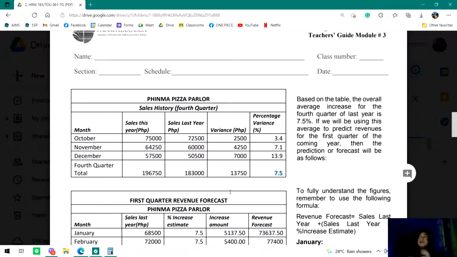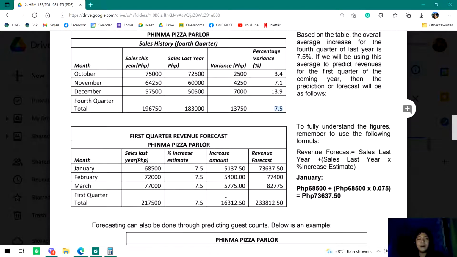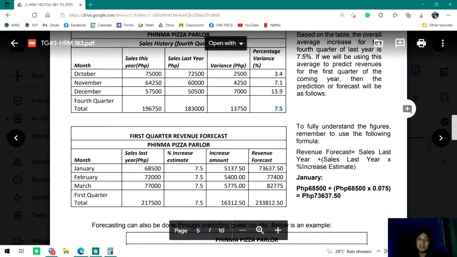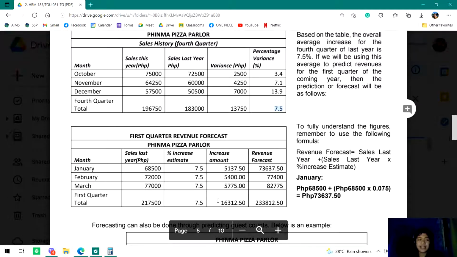Now, we are going to forecast the revenue. So, ititingnan natin yung magiging total revenue, possible revenue ng mga susunod na buwan after December 2020. So, we will now have a revenue forecast for the months of January, February, and March for 2021. So, we will now compute the revenue forecast.